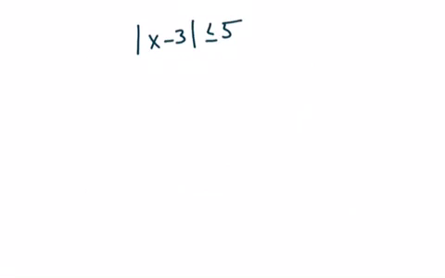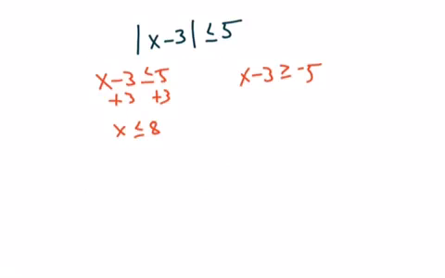Okay, so first example. We're going to solve this similarly to the equation we just did. So x minus 3, bring down the symbol, less than or equal to 5. X minus 3 greater than or equal to negative 5. So solving these, we'll add 3, x is less than or equal to 8. Add 3, x is greater than or equal to negative 2.